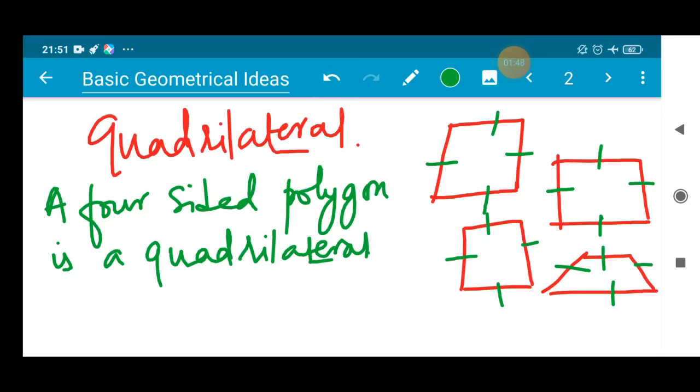So you have understood till now that a quadrilateral has 4 sides, 1 2 3 4. Not only that, it also has 4 angles, 1 2 3 and 4. How many angles? 4 angles. How many sides? 4 sides. And how many vertices? 4 vertices, 1 2 3 4. Okay, so everywhere the concept is related with 4: 4 sides, 4 angles, 4 vertices. This is a quadrilateral for you all.